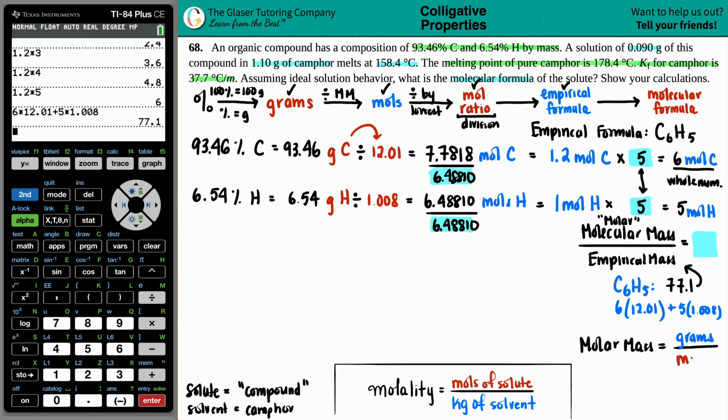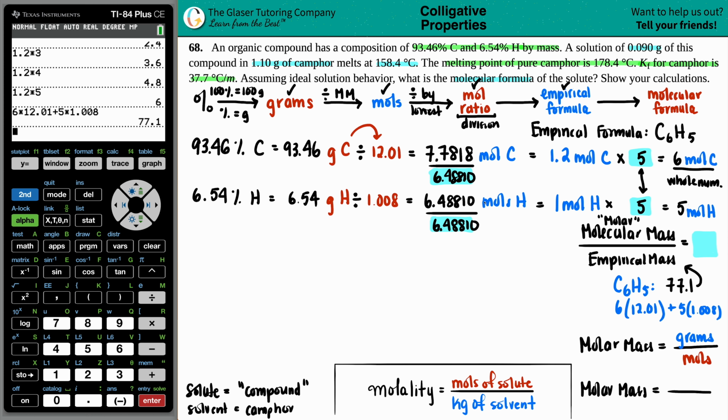So in order to find out this molar mass, I should have the amount of grams of that compound divided by the number of moles of that compound. So let's see, do I have both of those? The molar mass would be equal to, well, actually they did tell me. They told me that we had 0.090 grams of the compound. Keep in mind that I don't care about camphor because camphor was not the solute. Camphor is the solvent, and we want the molecular formula for the solute.